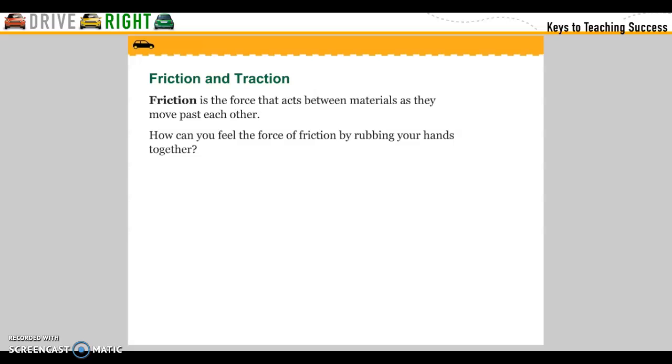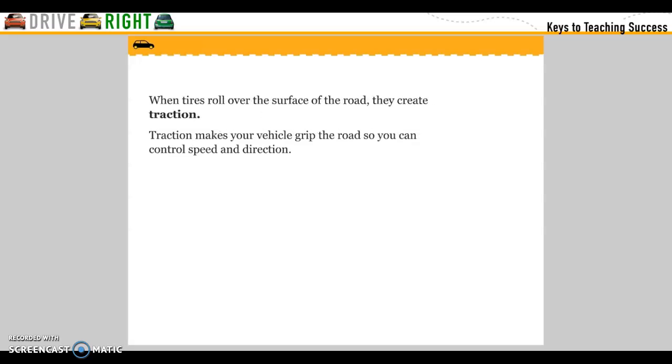Friction and traction. Friction is a force that acts between materials as they are moving past each other. How can you feel the force of friction? By rubbing your hands together. When tires roll over the surface of a road, they create traction. Traction makes your vehicle grip the road so you can control the speed and direction.